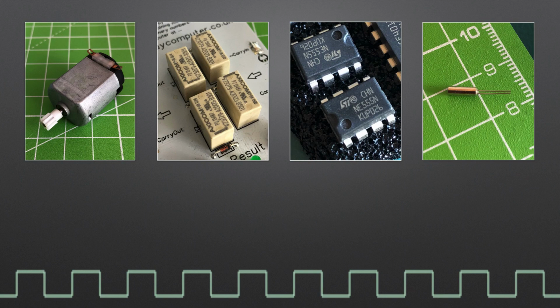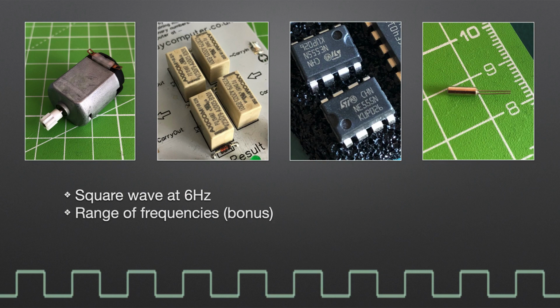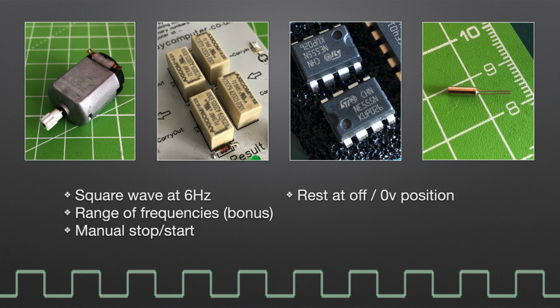To help eliminate some of the options, let's first put down some requirements. Chiefly, it needs to produce a well-formed square wave at 6 Hz. Bonus points if it can output a range of frequencies, and I also need to manually start and stop the clock when required. If I do stop the clock, the signal being output should rest in the off 0 volt position so that I can manually operate the clock line. This will be used in debugging scenarios or if I just want to manually clock an instruction through.